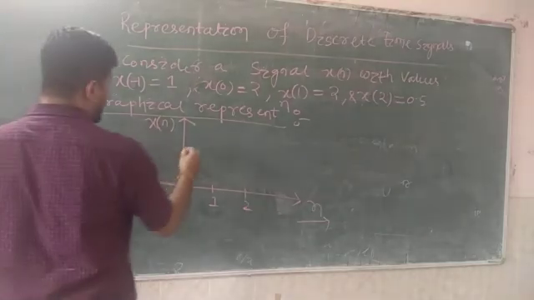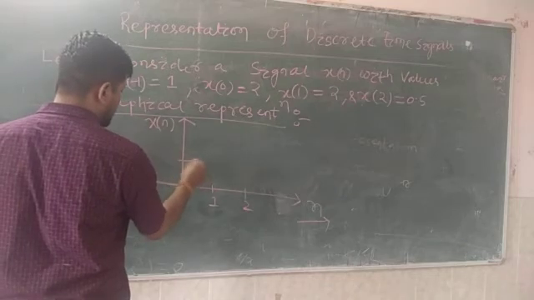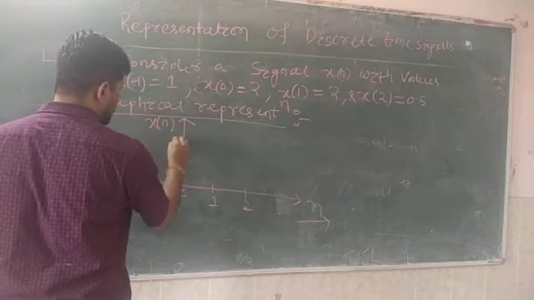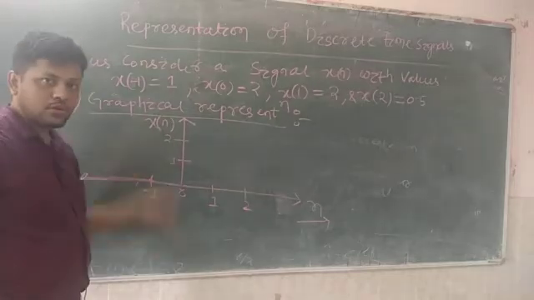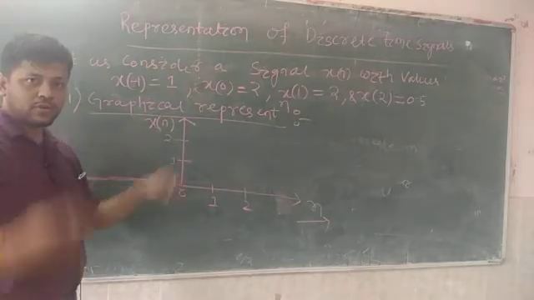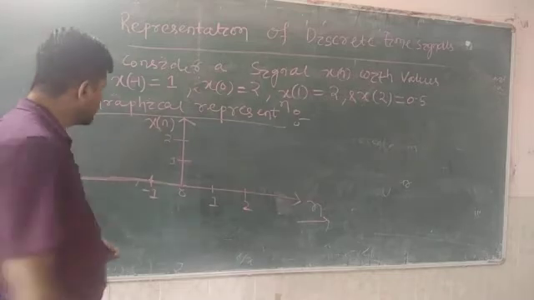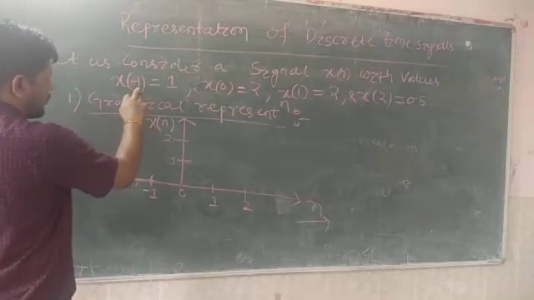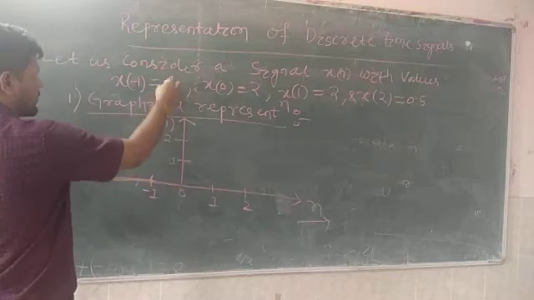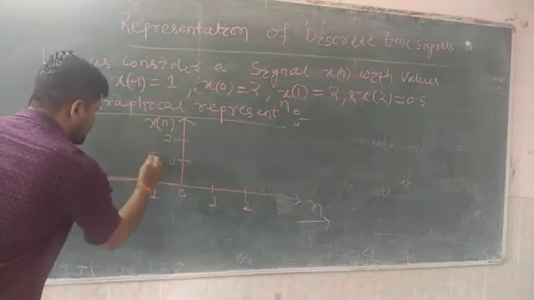Then I have to divide the amplitude axis. Suppose this height is 1, and this height is 2, because amplitude is defined with respect to height. So this voltage level is 1 and this voltage level is 2. First of all, you have to see x[-1]. When n is equal to -1, what is the value of x[n]? The value of x[n] is 1. So, how to plot this?